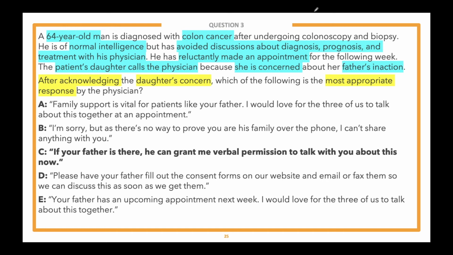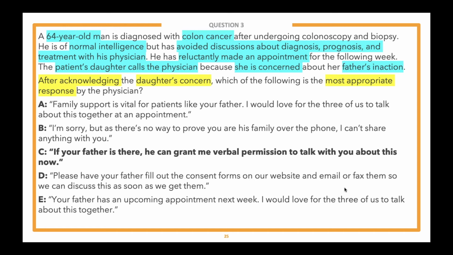Answer choice D. While this could be appropriate, while you could have the father do consent forms and stuff, it's causing a little bit of unnecessary delay. When really, to the same effect, you could just get verbal consent. It's a little bit cold as well. The response of just saying, have your father fill out consent forms, then we'll discuss, is a little bit cold.